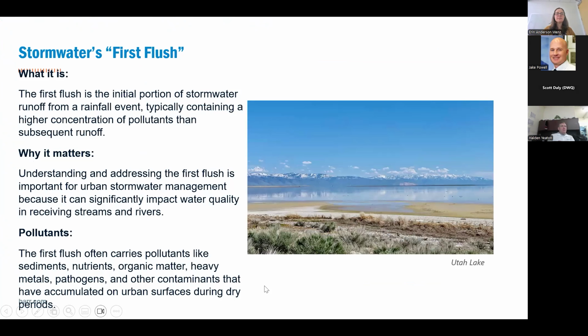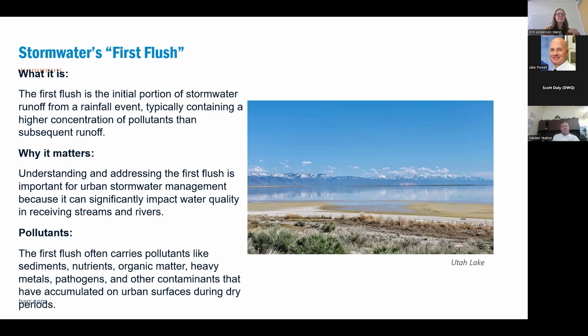So I wanted to introduce you to the concept of a first flush. I don't know if any of you have heard this concept before, but it's an important term in stormwater that is relevant to our discussion about low impact development today. So stormwater's first flush is the initial portion of stormwater runoff from a rainfall event that typically contains a higher concentration of pollutants than subsequent runoff.